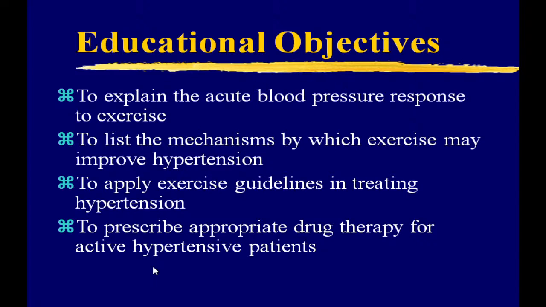Now, to explain the acute blood pressure response to exercise. When a person starts physical exercise, blood pressure increases when the exercise is intensive. But if the exercise is mild or moderate, blood pressure decreases.